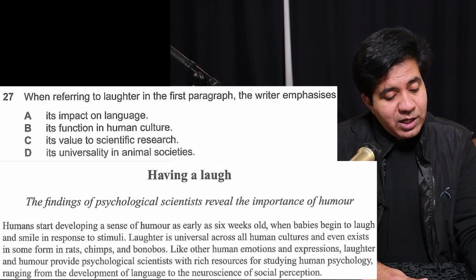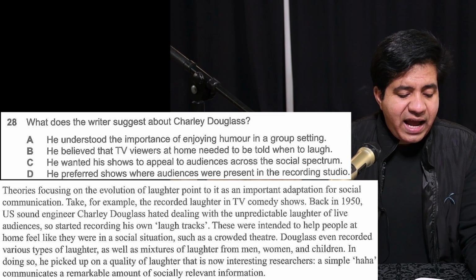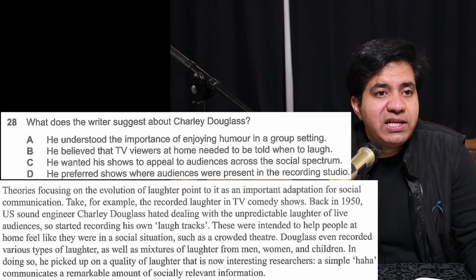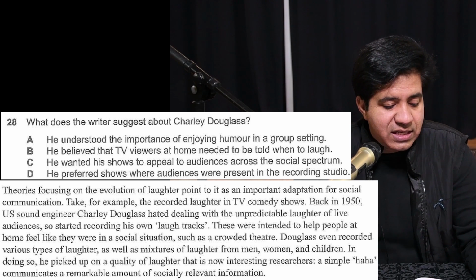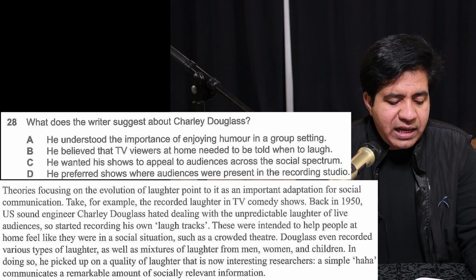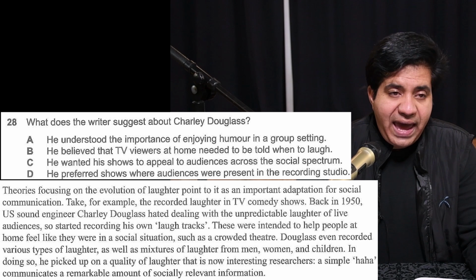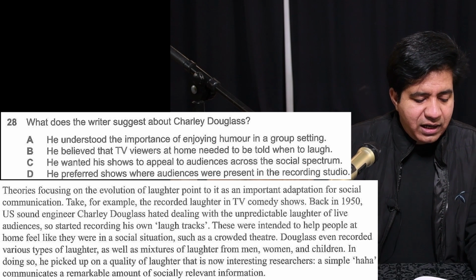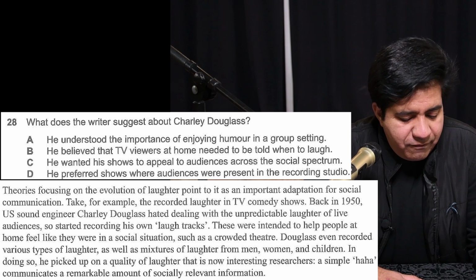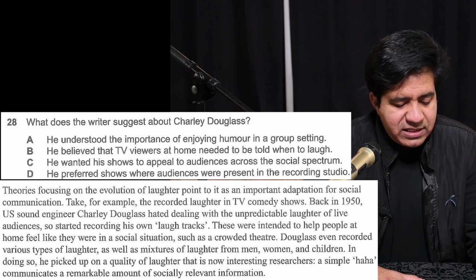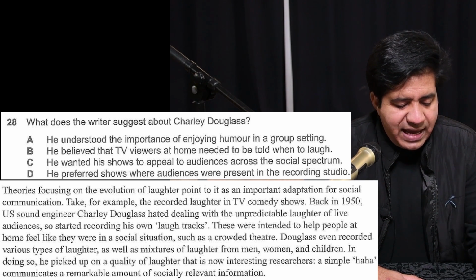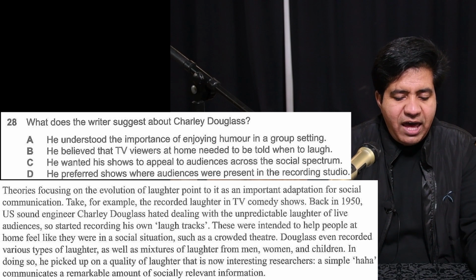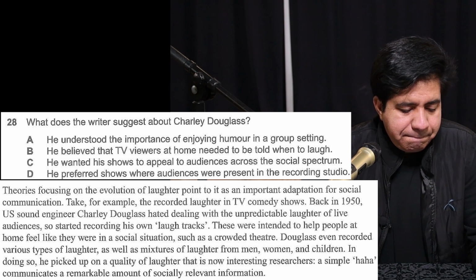Question number 28. What does the writer suggest? The question is, writer suggests about Charlie Douglas. Now go back and find Charlie Douglas. It is in the second paragraph. And whatever the writer suggests, you can just see that in the middle. Let's do it together. Have you found Charlie Douglas?